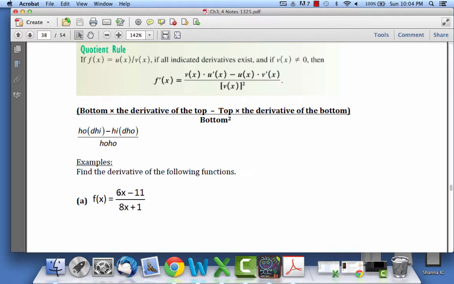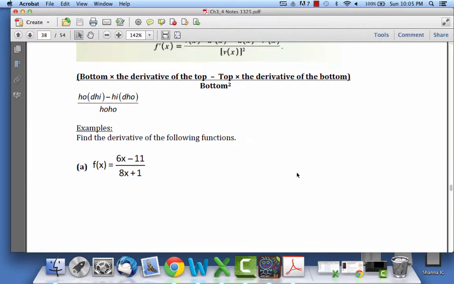The one on the bottom is on the bottom squared. The one on the top, you take its derivative first times the bottom, and then subtract the derivative of the bottom times the top. It won't make sense right now, but the reason for the minus is because it's on the bottom. It's because it's a negative exponent on this function. You could write it 8x plus 1 to the negative 1. That's where the minus actually comes from.